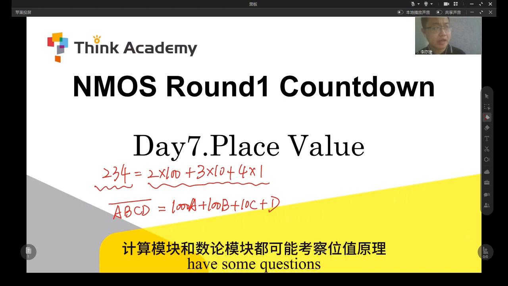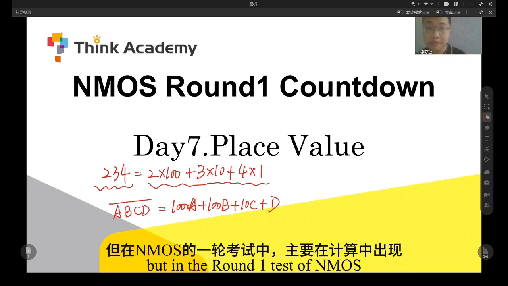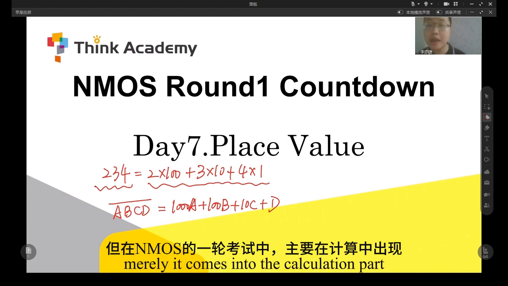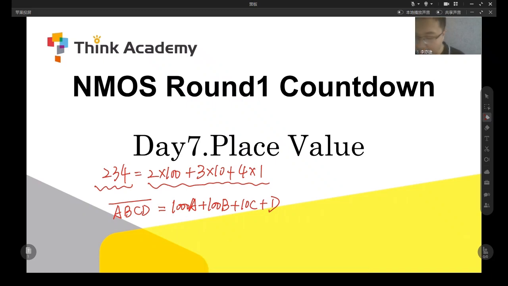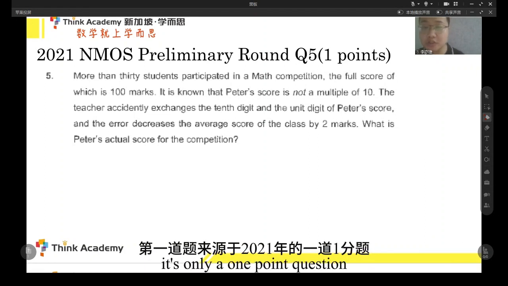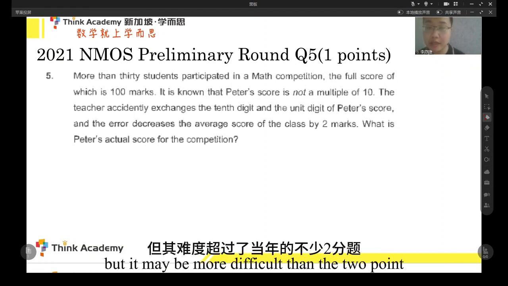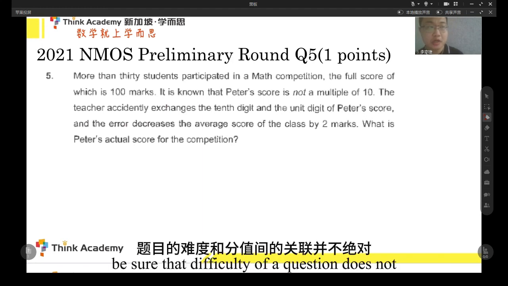It can have some questions both in the calculation part and the number theory part. But in the round 1 test of NMOS, it mostly comes into the calculation part. So here I pick two typical questions. One of them comes from 2021. It's only a 1-point question, but it may be more difficult than the 2-point questions in the year. So please be sure that the difficulty of a question is not closely connected to its points.